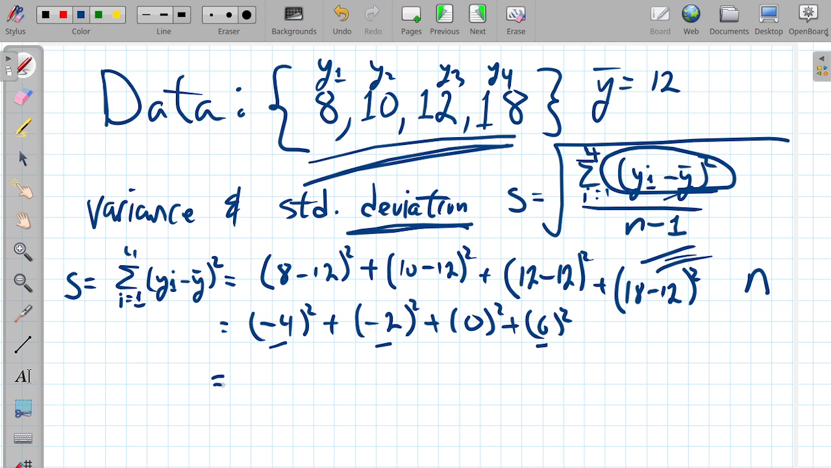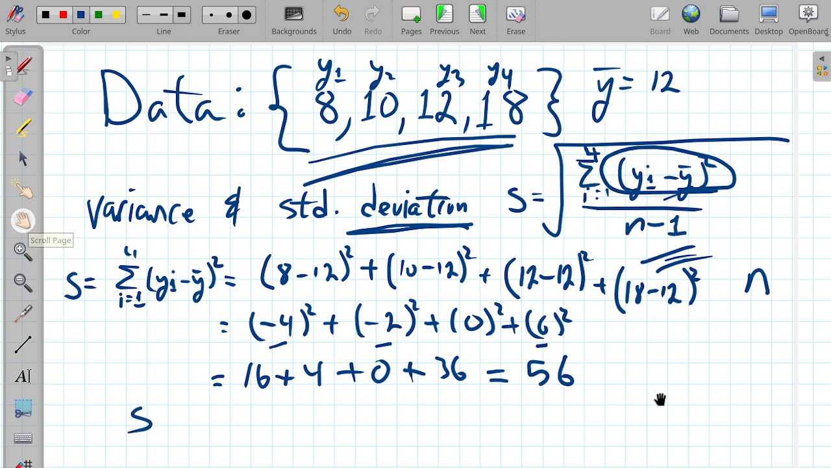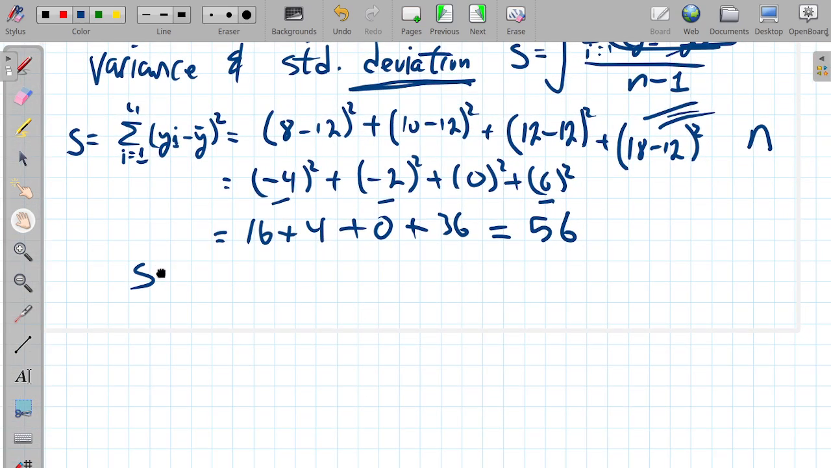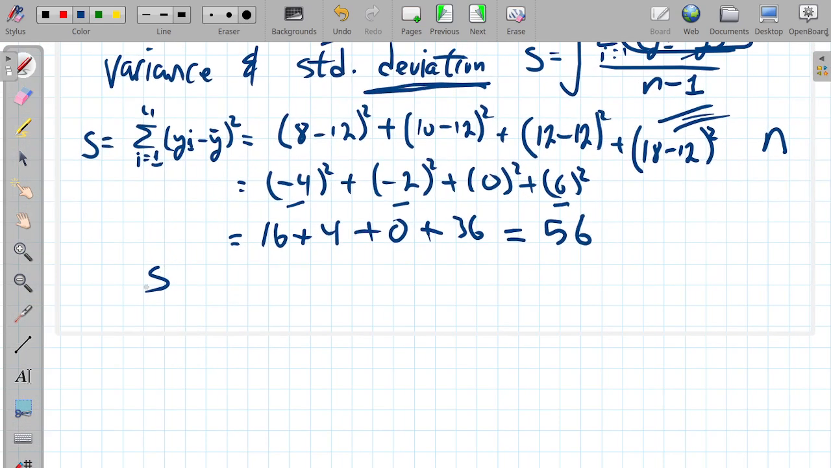Keep that in mind. So here's negative 4 squared, so this is 16. 2 squared is 4. 0 is 0. And 6 squared is 36. So what does this add up to? 36 and 4 is 40, and 16 is 56. Okay. So now what do we have? We have s. Let's get myself some room to work here. Okay, so s is equal to 56. Now we have to divide by n minus 1, right? So we're going to divide by 3. And then we need the square root.